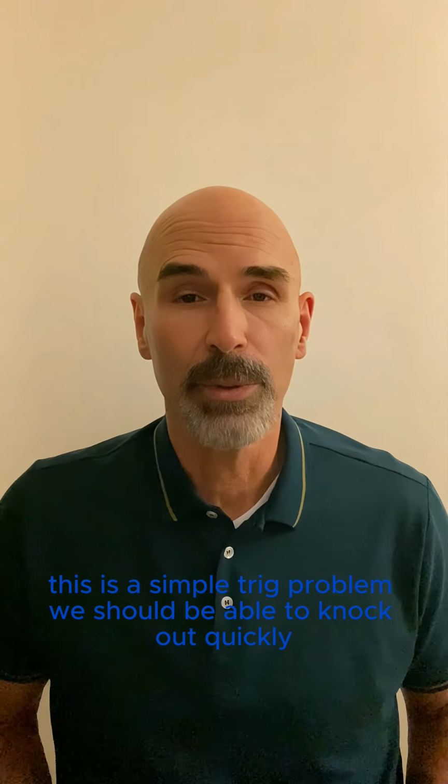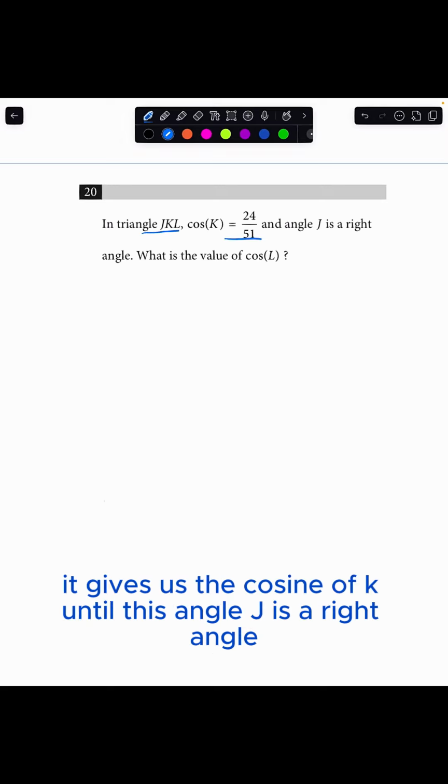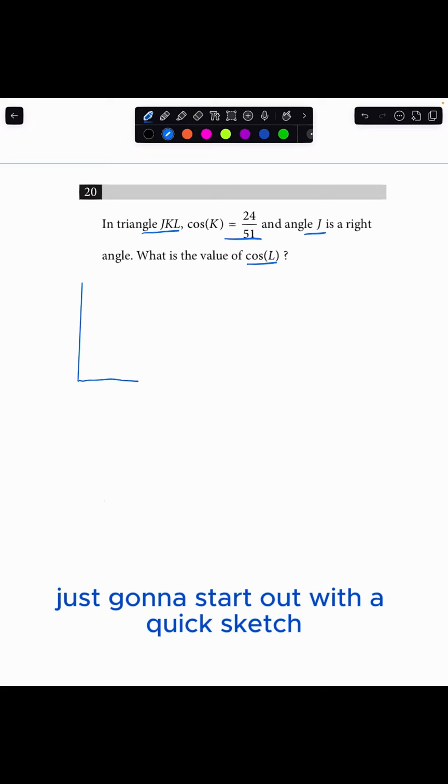This is a simple trig problem we should be able to knock out quickly. Let's solve it. This problem gives us triangle JKL. It gives us the cosine of K and tells us angle J is a right angle. And then we have to determine the cosine of angle L.